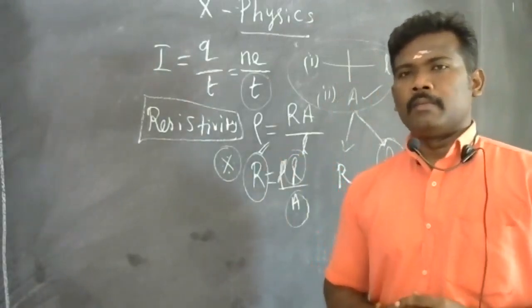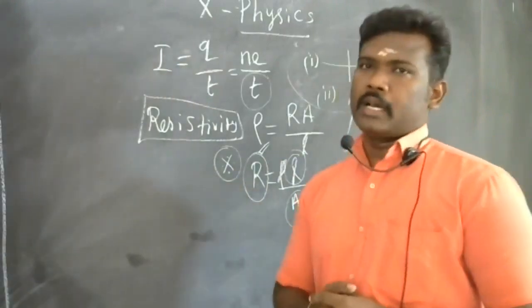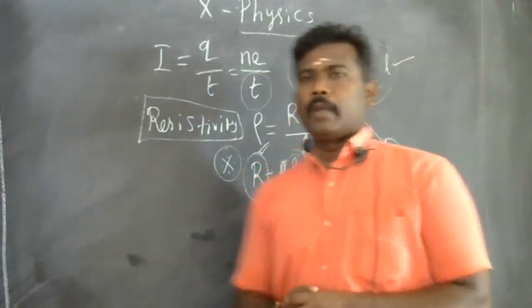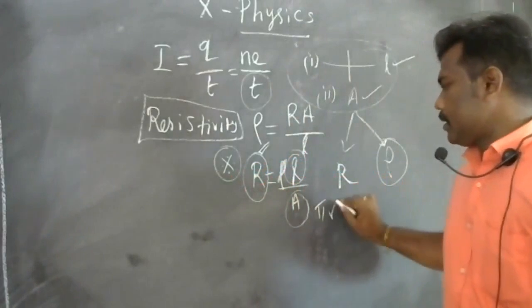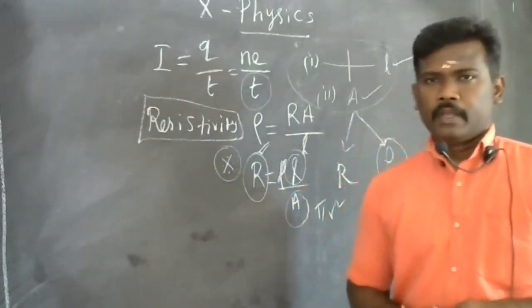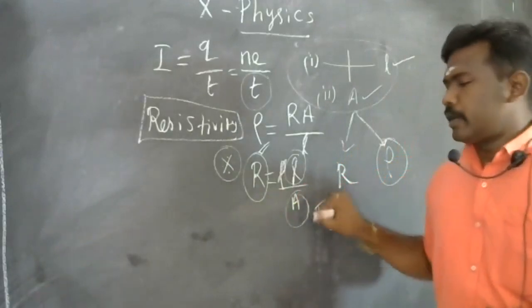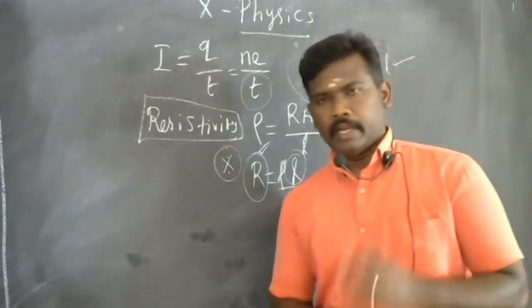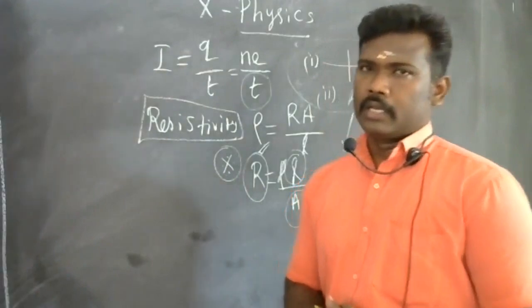And in some problems, they give the radius of the material. We have the formula for area of cross section, so we can change the formula like this: pi R square. Pi R square is the area. So if they give the radius value, you can easily apply that given data into the formula. This is one concept.